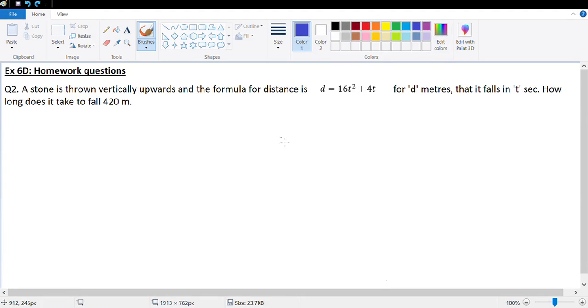Hi guys, let's look at the homework questions of exercise 6D. Basically, the chapter which we're doing is solving problems. These are word problems based on quadratic equations. So let's look at the question.